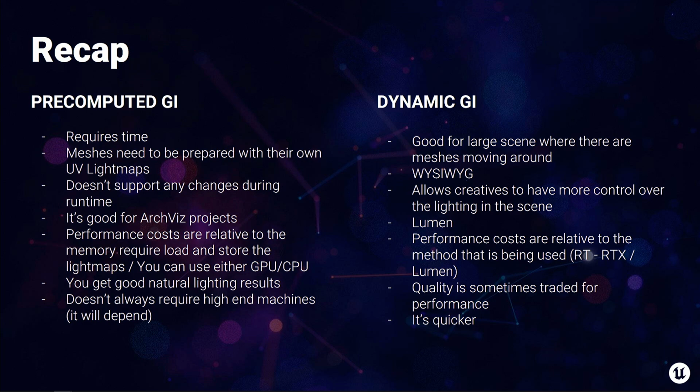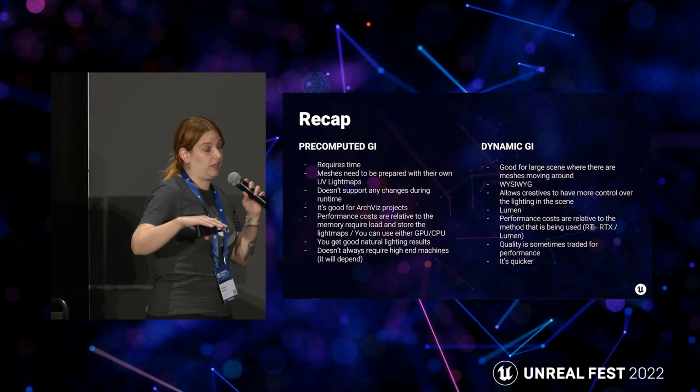And now we'll go on a recap. So basically, we're going to see some differences between the pre-computed global illumination and the dynamic global illumination. Pre-computed GI does require time. We've seen that already. Actually, when we decide to have static lighting in our projects, we do need to count the time it's going to take to build that light and have that done into our project. So it does require time, though with the GPU light mask, that went down a little bit.